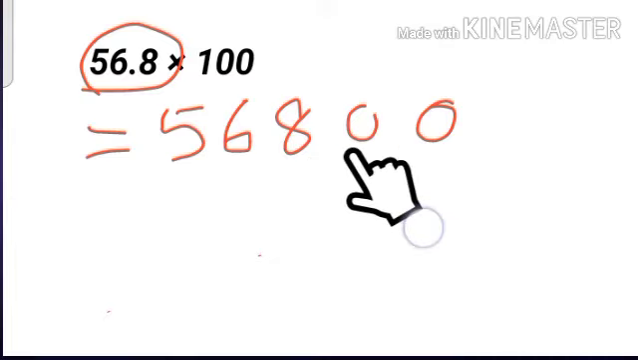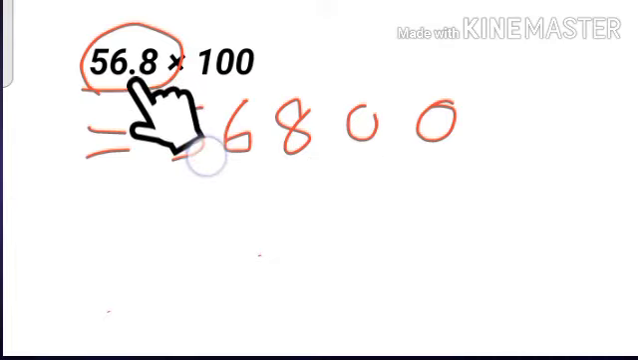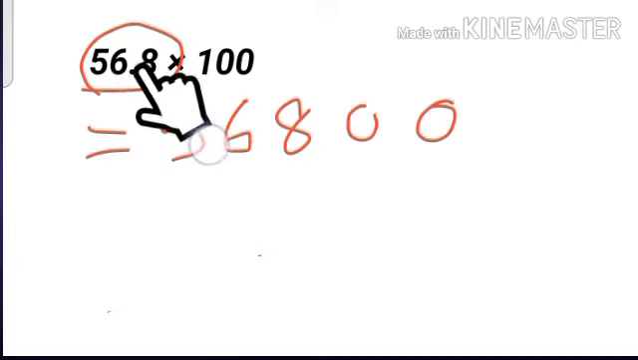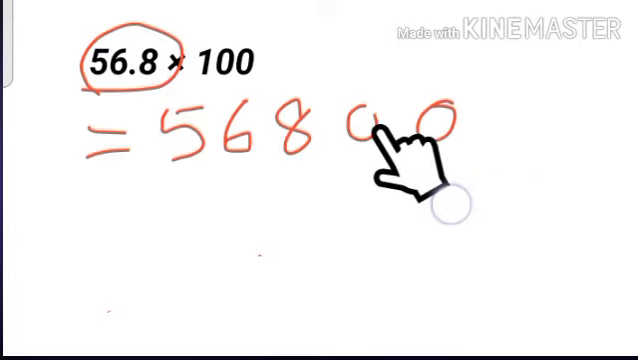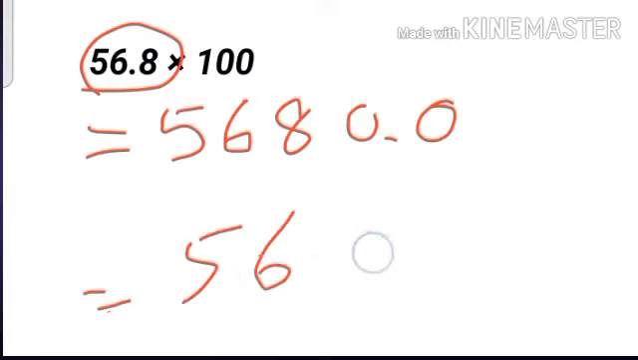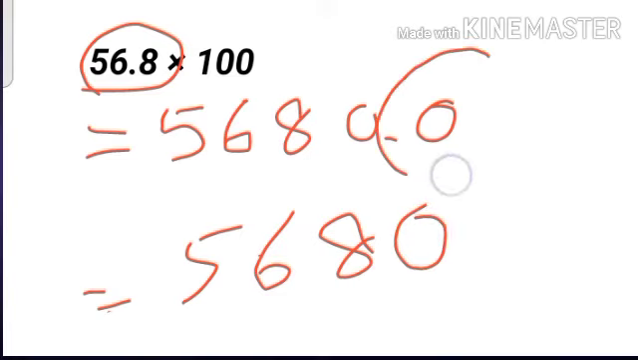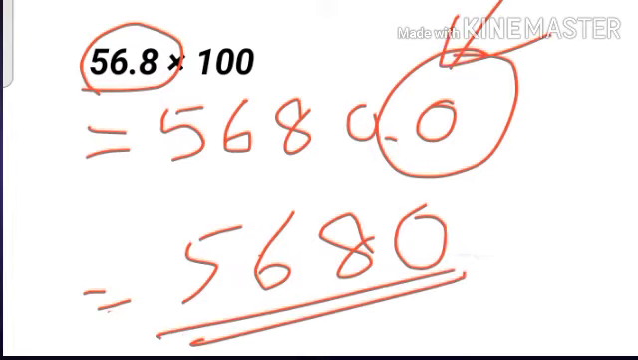This is the answer. It's your duty to place the decimal point. On the right side we have only one digit, so from here you count one digit and keep the point in between. So now what is the answer? 5680. This is the answer, because our point comes after the last 0, so there is no value for that 0. We can write it like this, or you can put .0 also, no problem. But the decimal place you have to place properly. Do you understand, children?